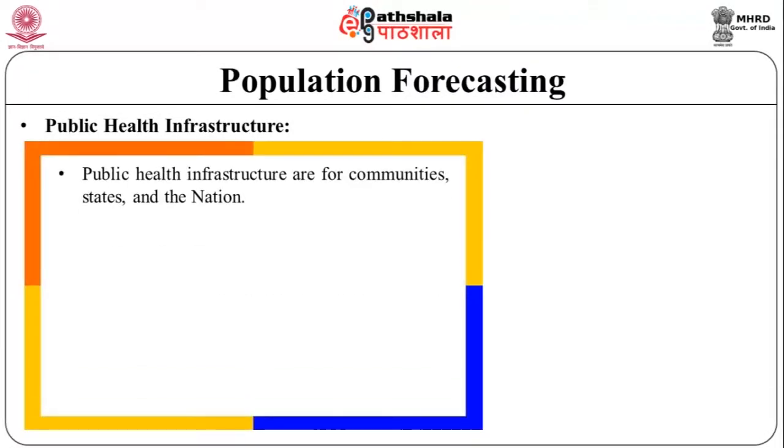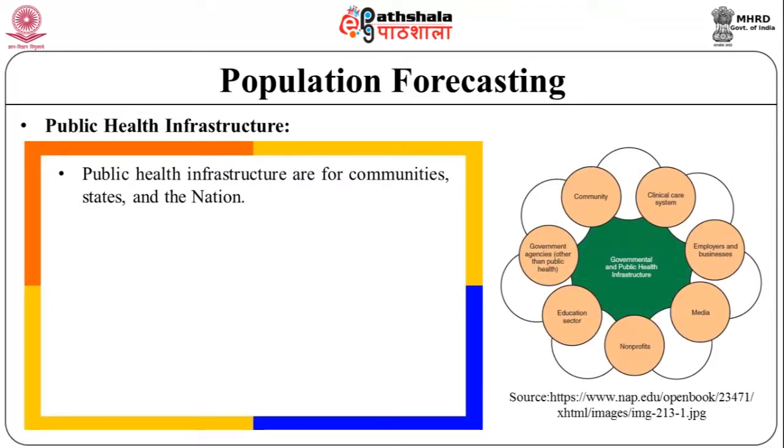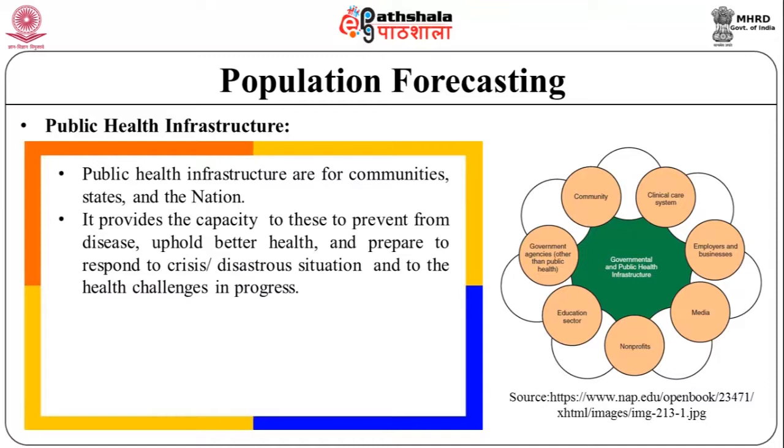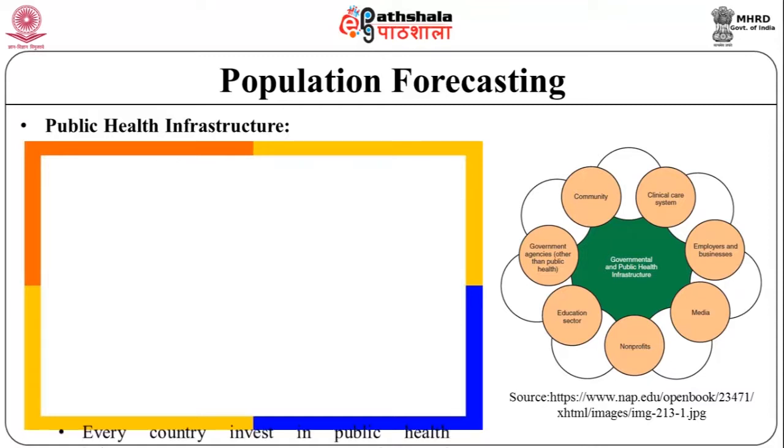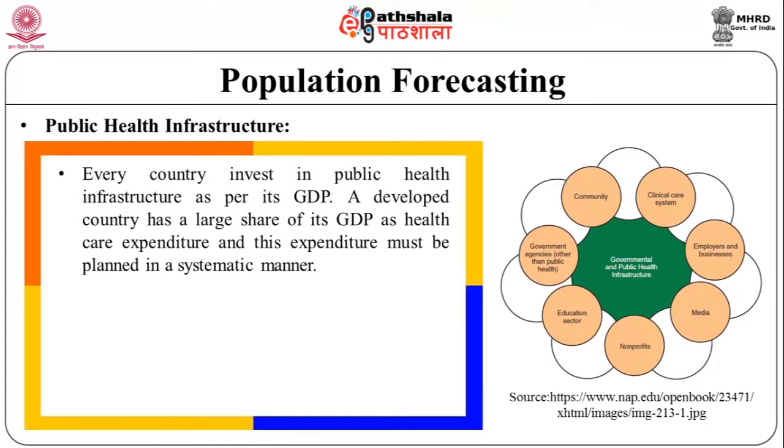Public health infrastructure. Public health infrastructure is for communities, states, and the nation. It provides the capacity to prevent disease, uphold better health, and prepare to respond to crises, disastrous situations, and the health challenges in progress. A country with weak health infrastructure has a high mortality rate, which has an effect on the growth of the economy and other measures of development. Every country invests in public health infrastructure as per its GDP.